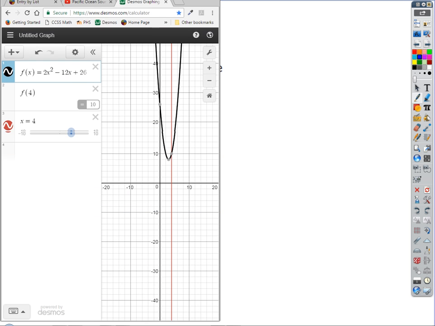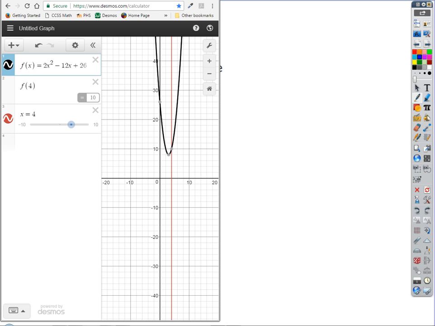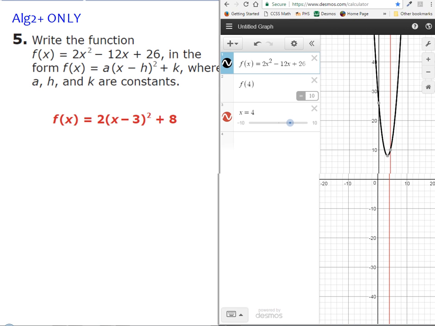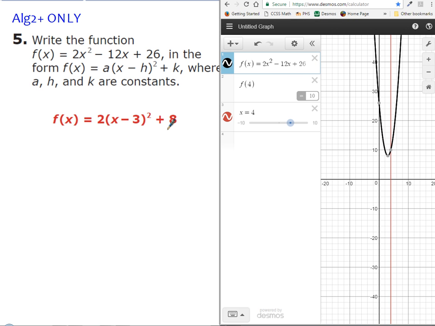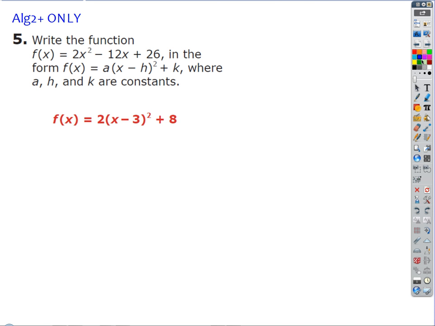Okay, so look at the original function. The original function is in the form f of x equals what we call general form, ax squared minus 12x plus, oh, sorry, I got carried away there. Ax squared plus bx plus c, right? You see that?